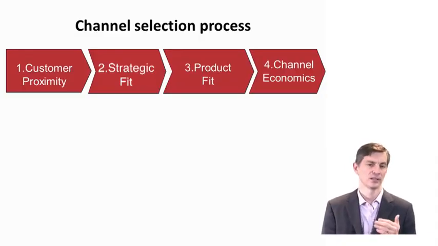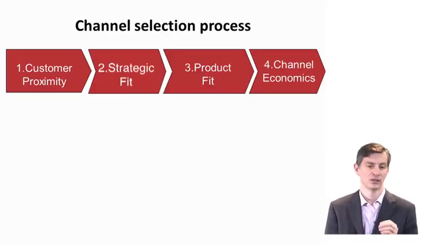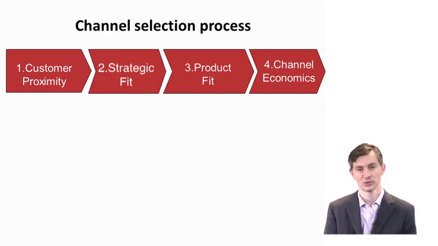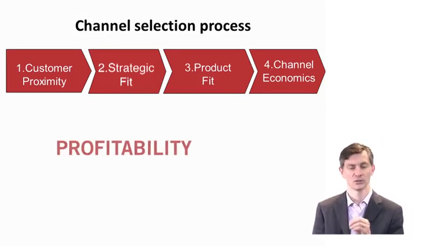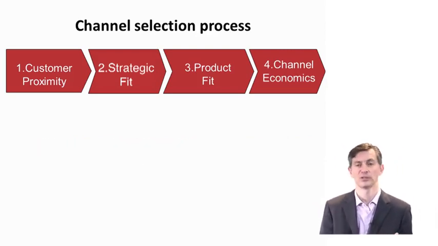Finally, is there a product fit? In other words, does the channel really have what it takes to be able to sell that product? And we've covered this point number 3 with the previous example of selling automation for warehouses. And finally, the channel economics. You need to know what is the sales per transaction, what is the cost per transaction, and ultimately what is the profitability of each one of those interactions for different channels, because everyone obviously operates at very different efficiencies.